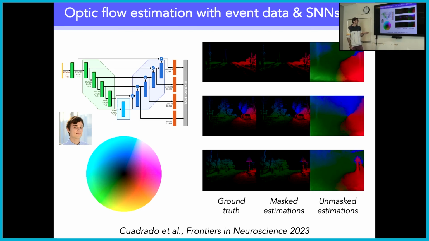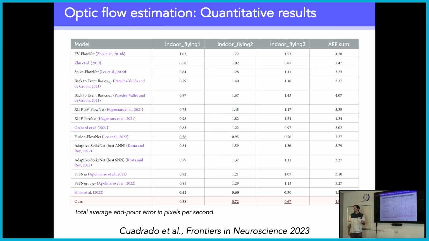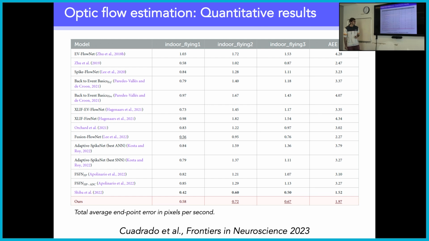I think here the take-home message is relatively the same as for stereospike, in the sense that we are not exactly the state of the art in terms of performance. So here, this is the endpoint error in pixels per second, so how accurate is the optic flow. But we argue that in terms of trade-off between energy consumption and performance, we have a relatively nice network.